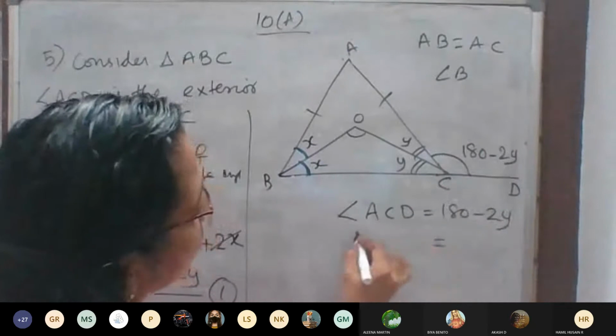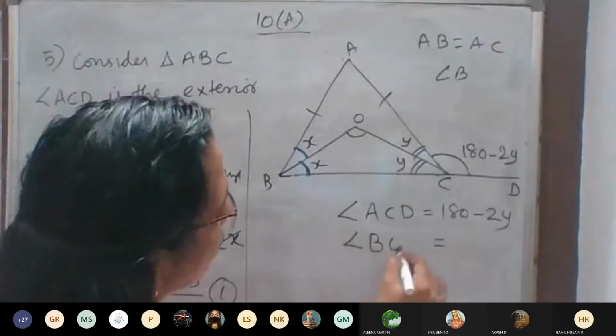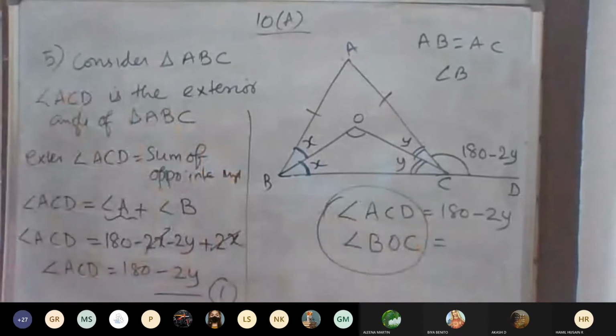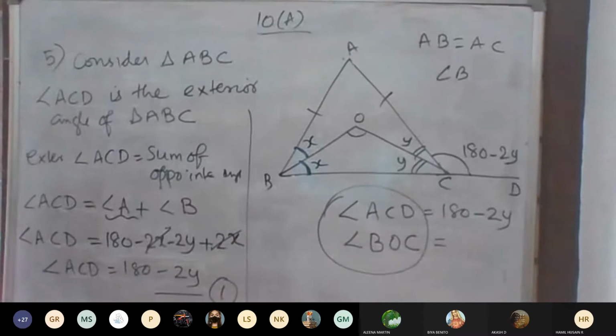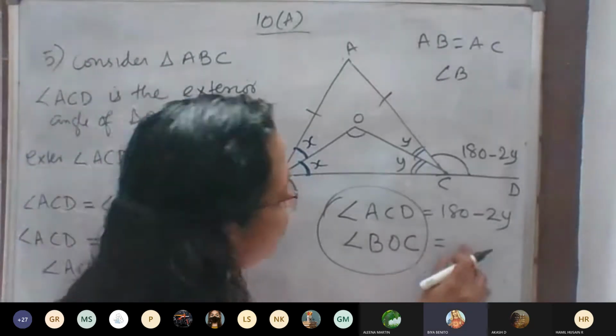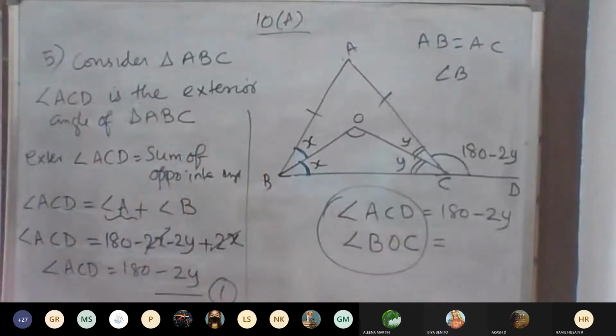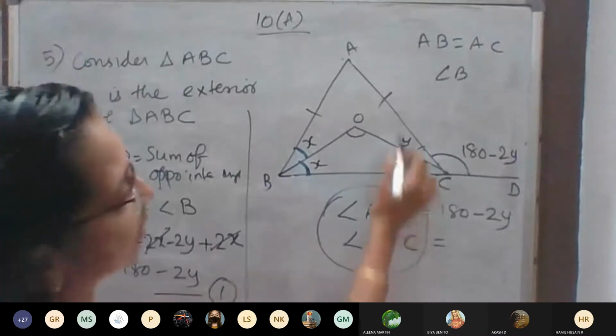So we have to prove angle ACD is equal to angle BOC. So what value should we get for BOC? We should get BOC as 180 minus 2y. Then only we can say angle ACD is equal to angle BOC. Both are equal. So angle ACD is equal to 180 minus 2y, equation number 1. That part is over.